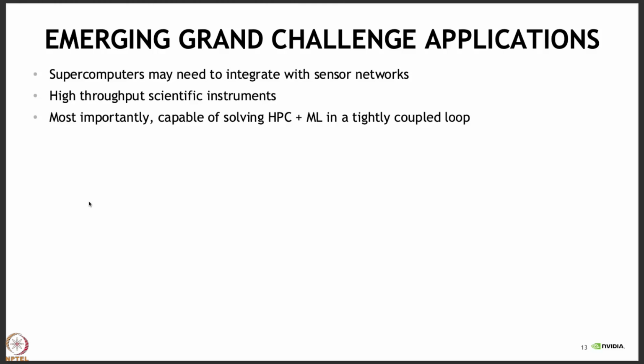So what are the emerging challenges again? We need to have supercomputers which may need to integrate with sensor networks. Supercomputers are very data hungry. They need very high throughput from scientific instruments. The data collection, data logging needs to be fast enough to feed these supercomputers. And more importantly, the high performance computing and machine learning should be run in some sort of a tightly coupled loop.